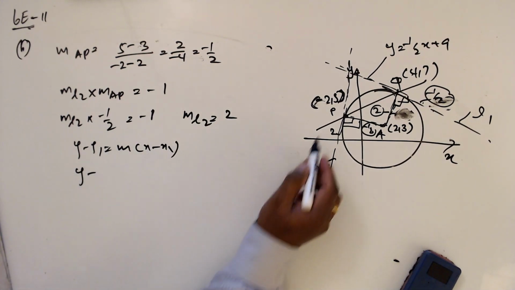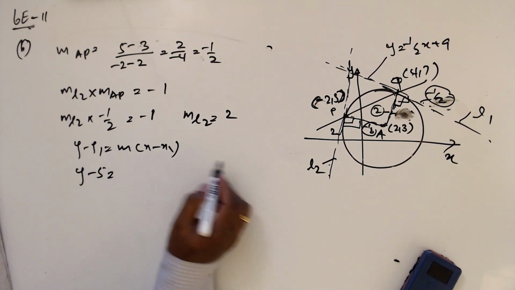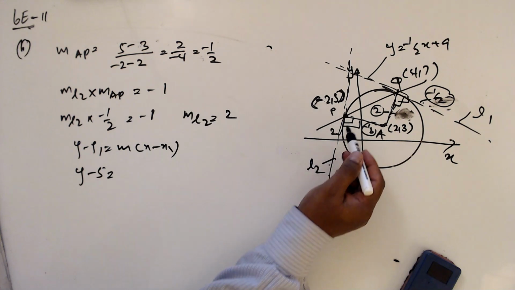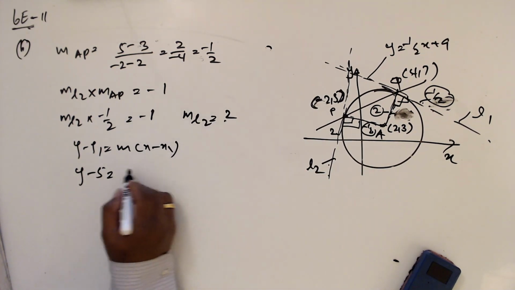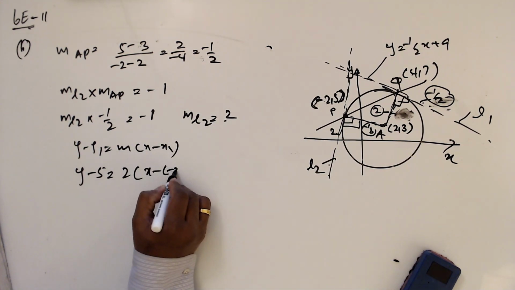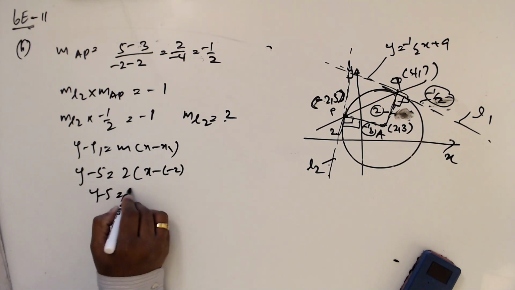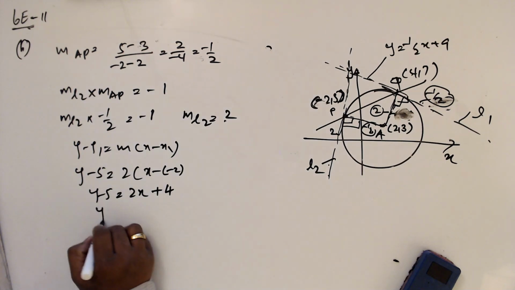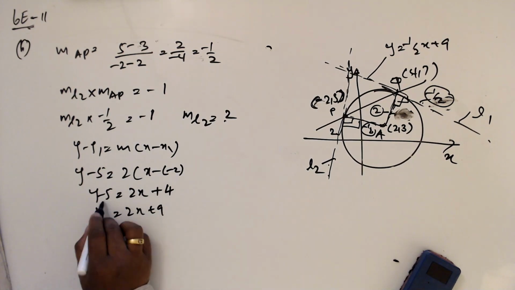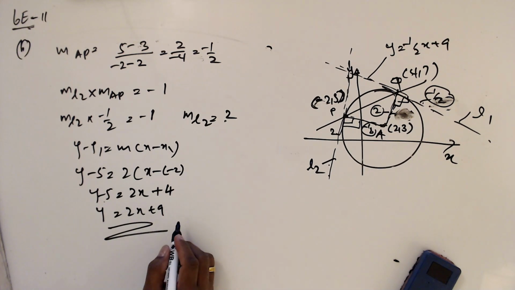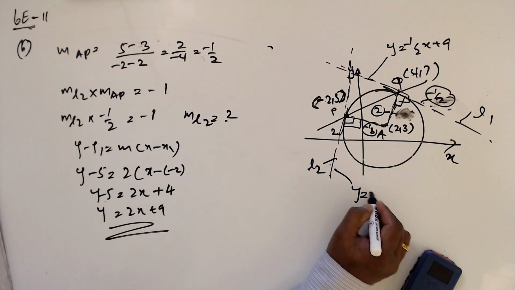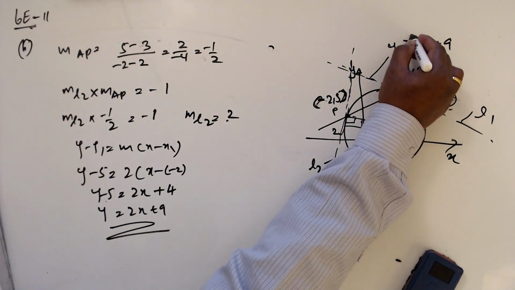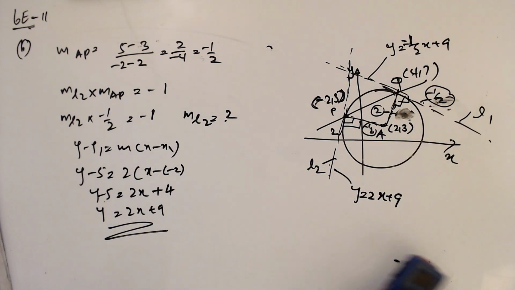Now y minus y1 equal m times x minus x1. Y minus 5, m is 2, times x minus minus 2. Y minus 5 equal 2x plus 4. So y equal 2x plus 9. So this is y equal 2x plus 9, and this is y equal minus half x plus 9.